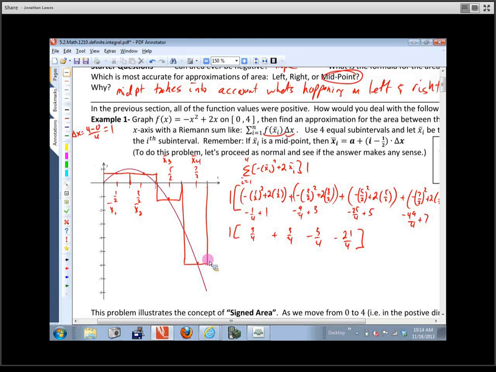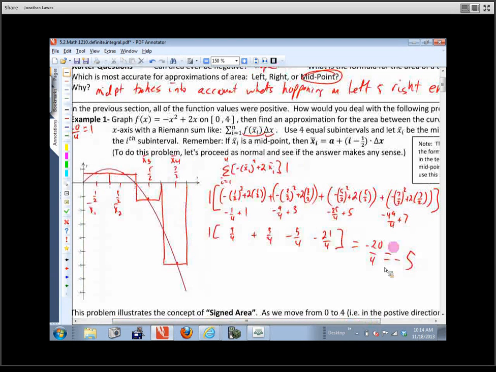Doesn't seem that accurate? Okay. Well, let's add these up and let's see what we get. So this is 6 fourths minus 5 fourths, so that's going to be plus 1/4. And then minus 21 fourths. So altogether, this is going to be negative 20 fourths, which is negative 5.